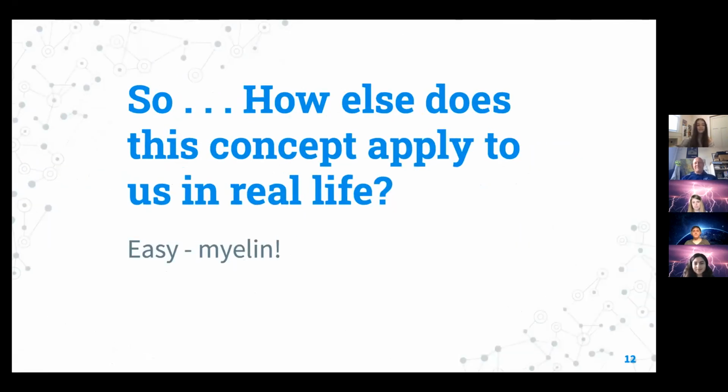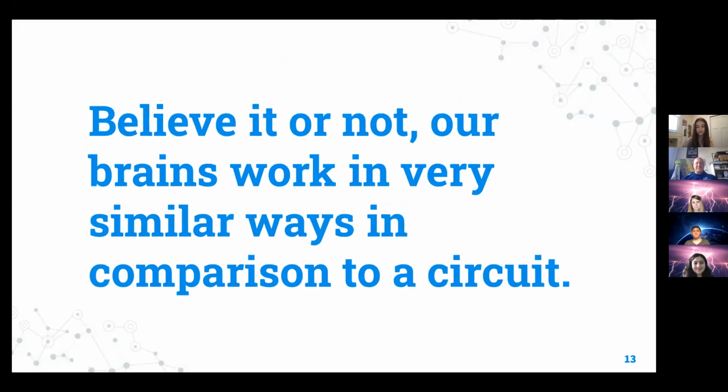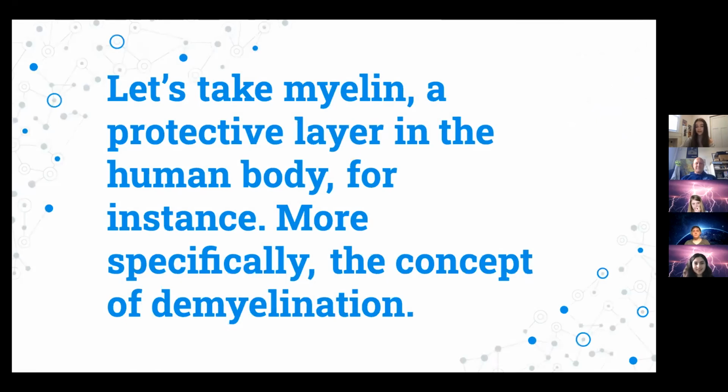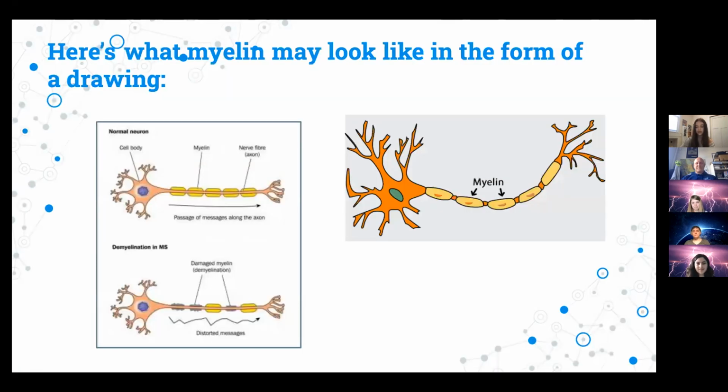Easy, myelin. Believe it or not, our brains work in very similar ways in comparison to a circuit. Let's take myelin, a protective layer in the human body, for instance, more specifically the concept of demyelination. Here's what myelin may look like in the form of a few drawings.